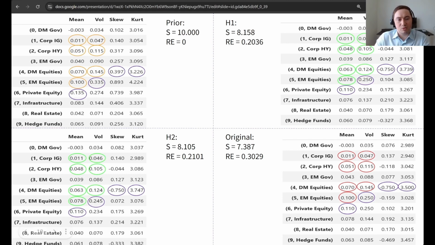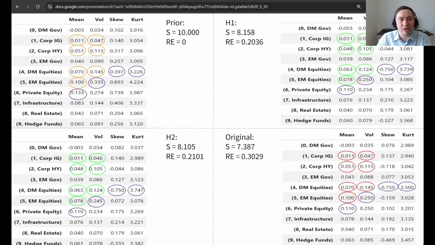But the point here is that we also have this H2 update and then the original one. So what we can see is that the H1 heuristic has a lower relative entropy and higher effective number of scenarios, while the original suggestion has a higher relative entropy. And here basically these green circles mark where we use this sequential updating to update the means and volatilities before we implement the views. So this is what you could see from the previous slides. For the original heuristic, we have to fix the means and the volatilities, because we just have to update everything at once.